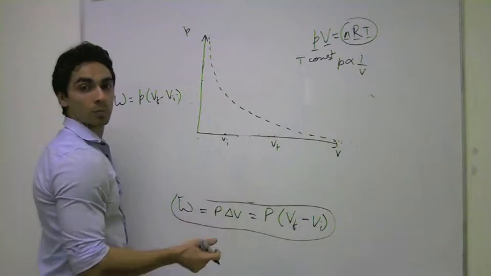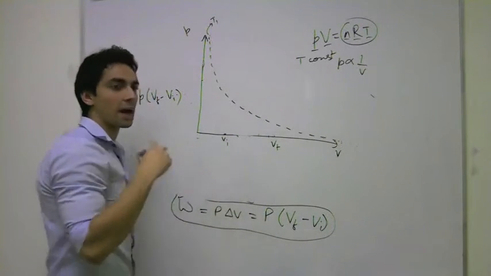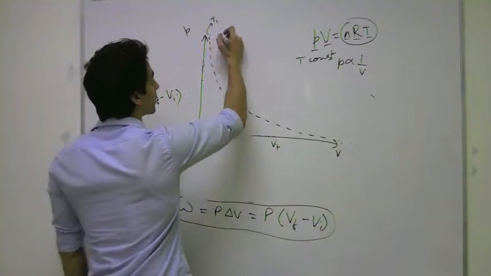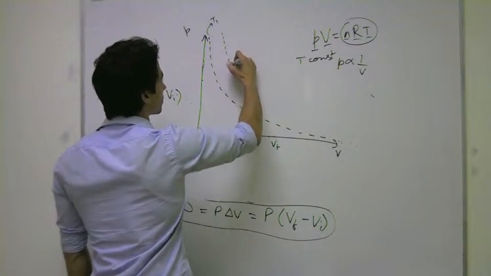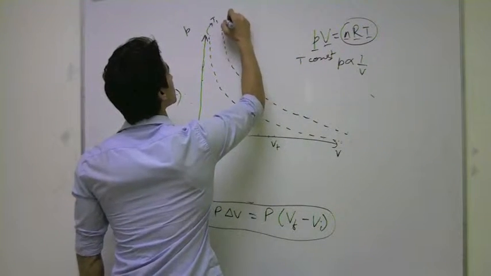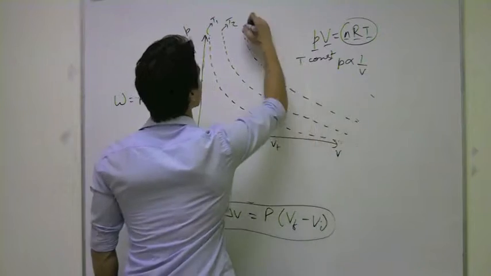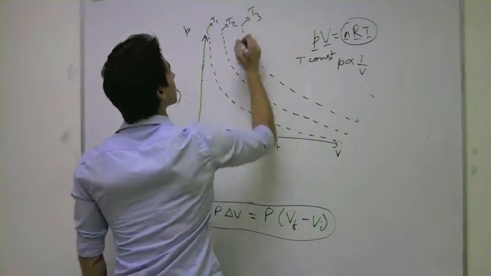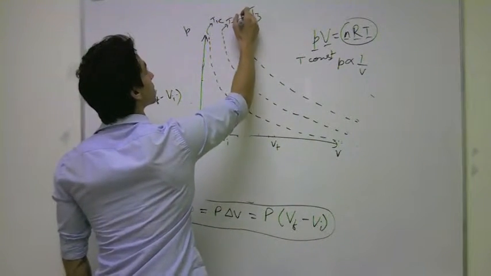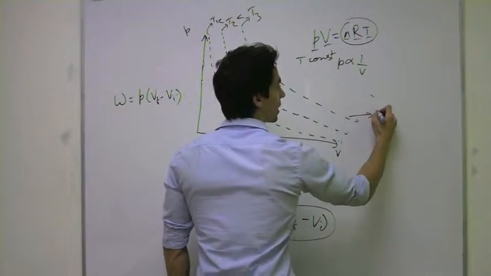Along this curve, the temperature is constant. Let's say T1. Let's say I had a higher temperature T2. I know that the curve would be here. This here is T2, and another temperature T3, the curve would be here, where T1 is less than T2 and is less than T3. These curves are called isotherms.